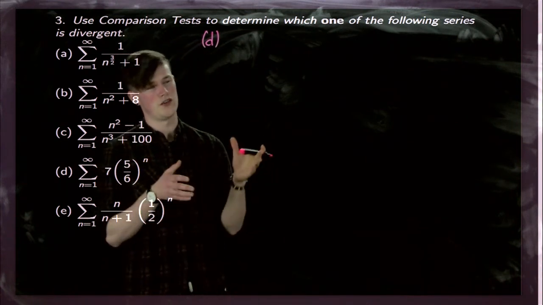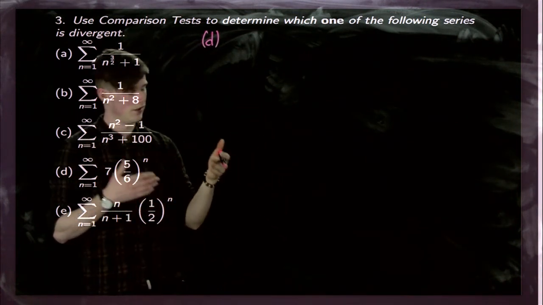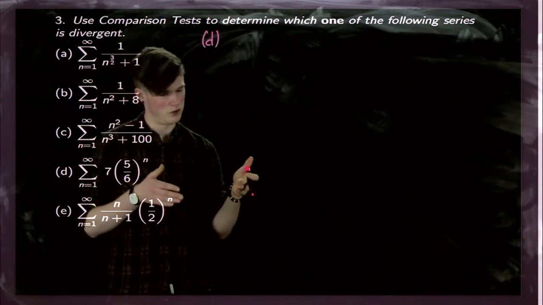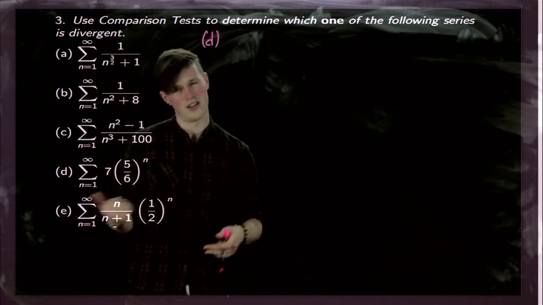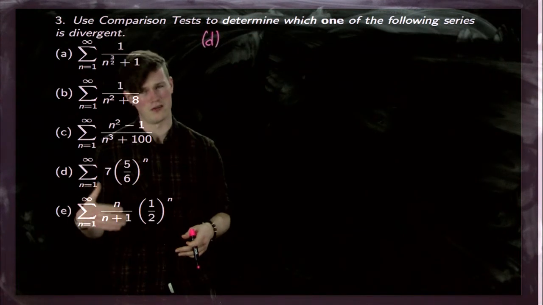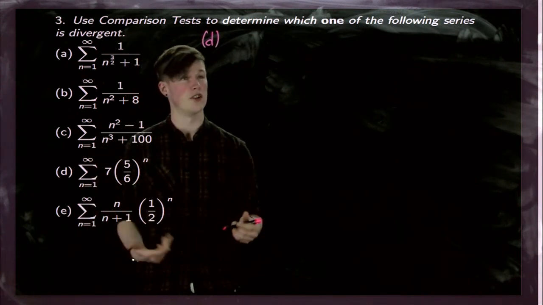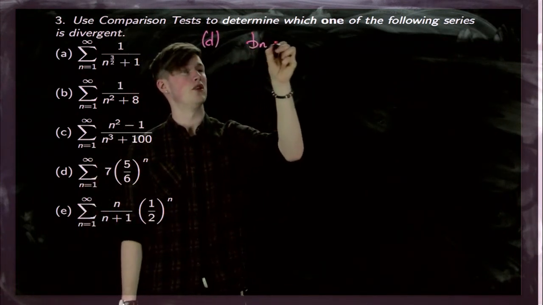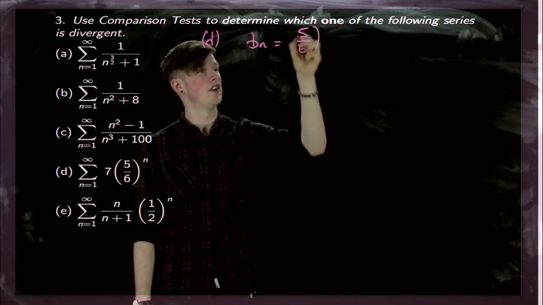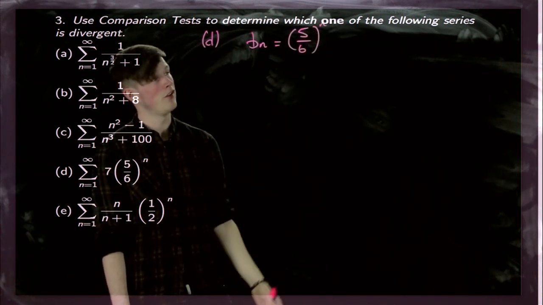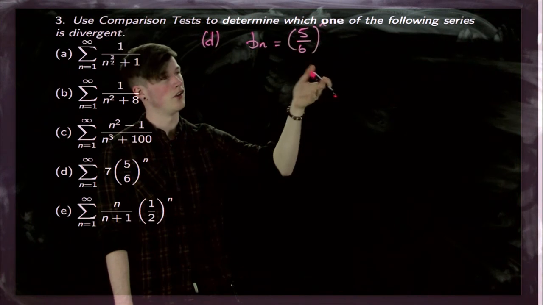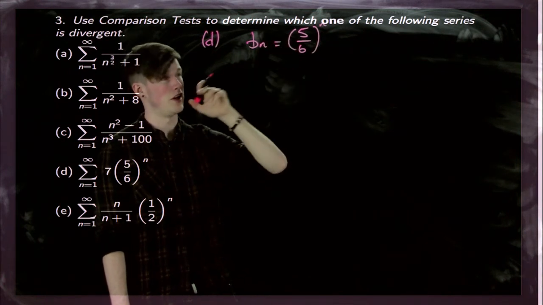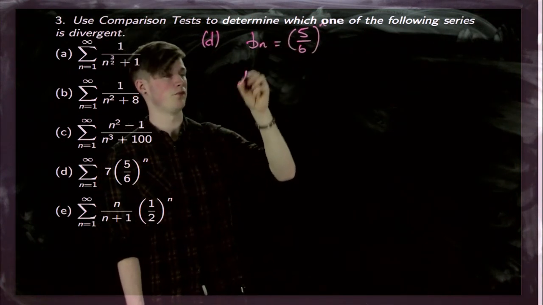You have to ask yourself again, what do I want to compare it to? Well, the answer to that you'll find if you think about what dictates the behavior. In this case, the 7 isn't going to dictate the behavior. It's the (5 over 6) to the n. So let's just compare it to that. So b_n is (5 over 6) to the n. Okay? But our b_n isn't going to be bigger than our a_n because there's a 7 in front of our a_n. So let's just use the limit comparison test.